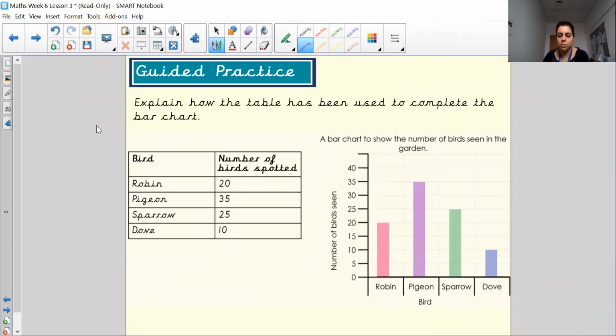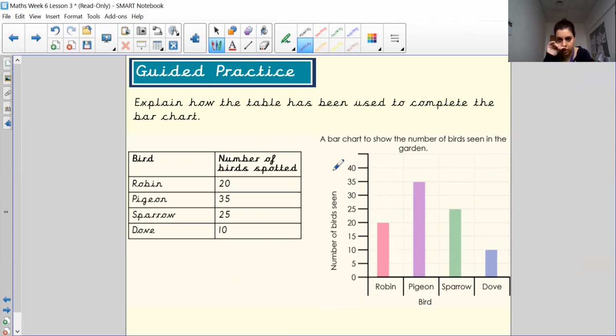Explain how the table has been used to complete the bar chart. So here I've got my table of information. Again, number of birds spotted, 20, pigeon, 35, sparrow, 25, and dove. A bar chart to show, so this is the bar chart, so they've coloured theirs in, and they haven't done their bars all the way across like I have, but that's fine. It's easier to draw it all the way across like I did.